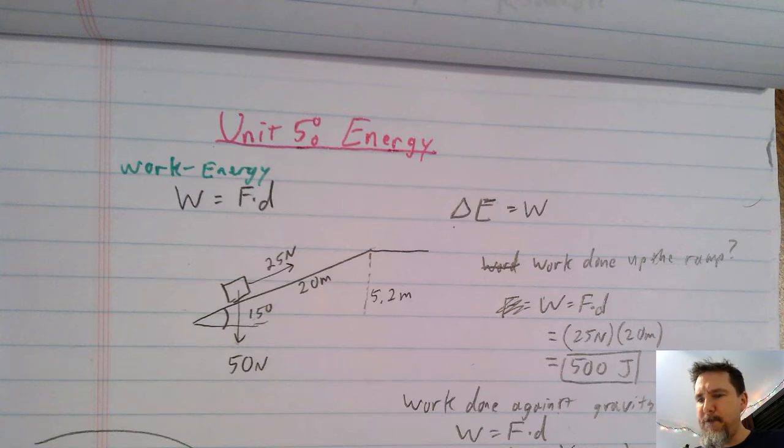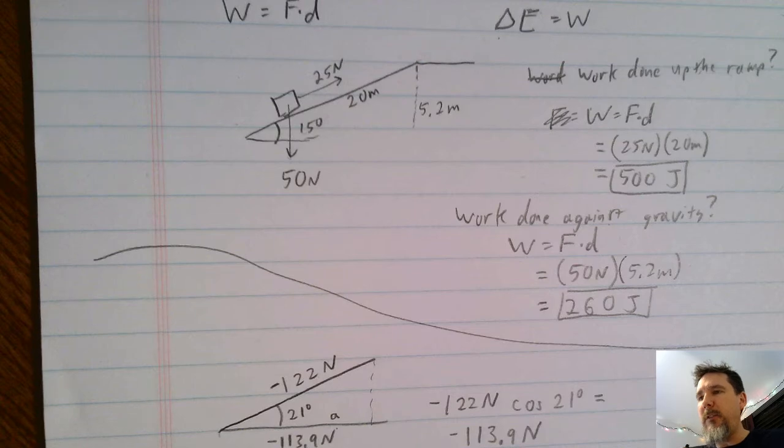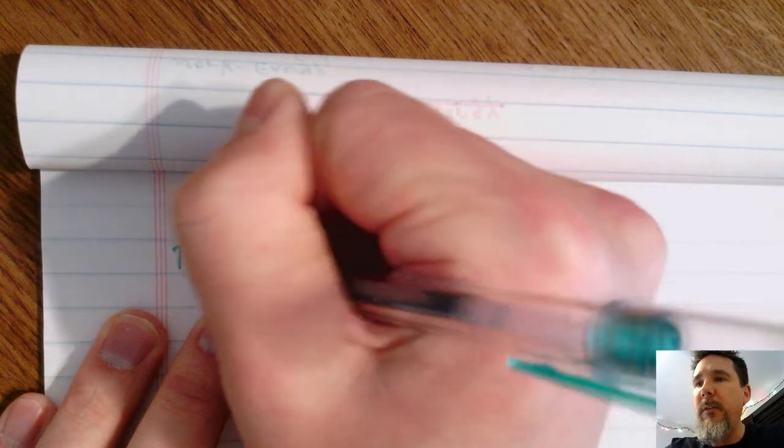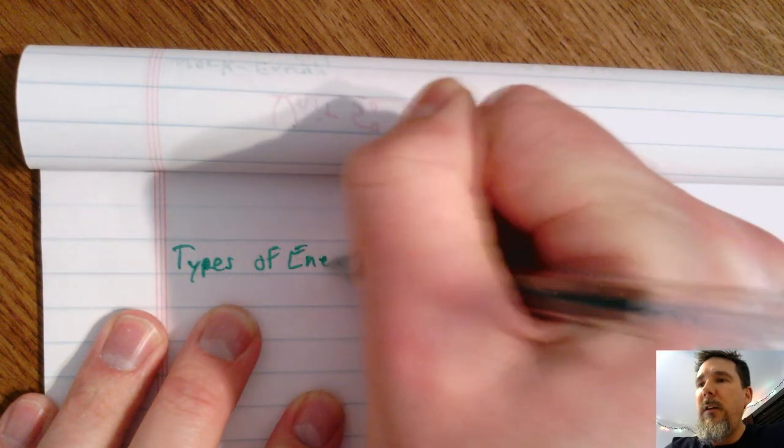So let's see. Now, for the second part, I'm just going to switch to another page just to keep this clean. The second part of our unit is about the types of energy. I could have called it energy types, but I'll just add an extra word. Types of energy.